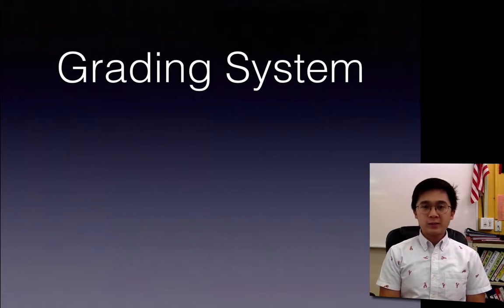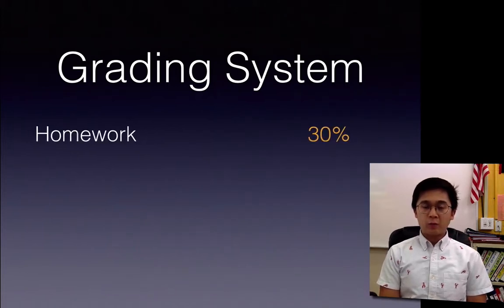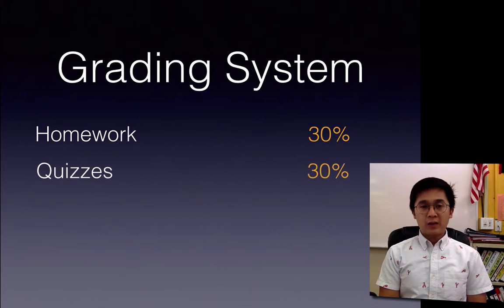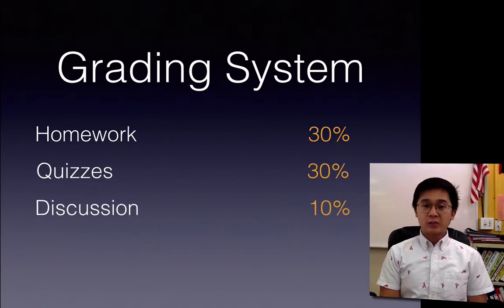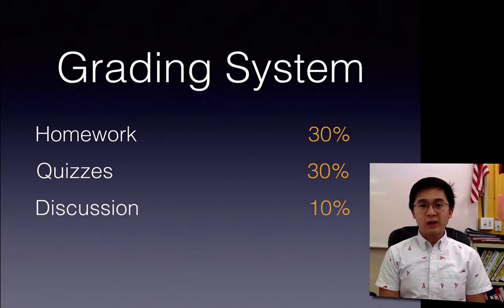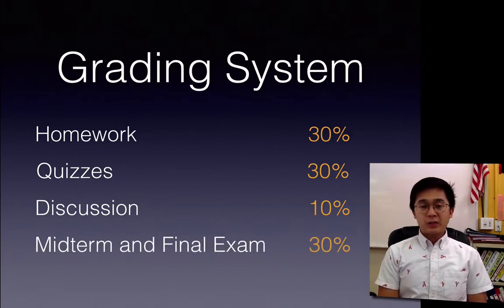So the grading system is pretty simple. You will be graded with your homework, with your quizzes, and with a discussion page. So your homework is 30%, and the quizzes, which happen every week, will also be 30% of your final grade. And the discussion, which you're supposed to be typing in through the Canvas online platform, is worth 10% of your final grade. Now the midterm and the final exam is also worth 30%.